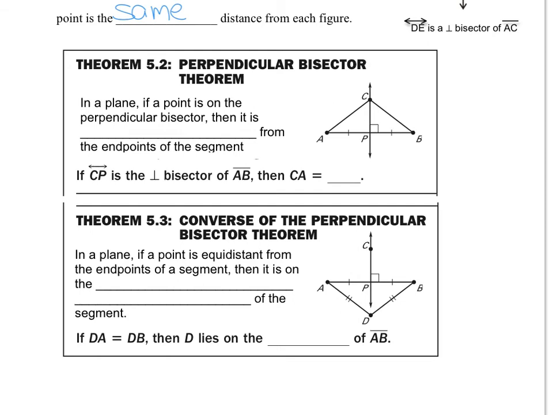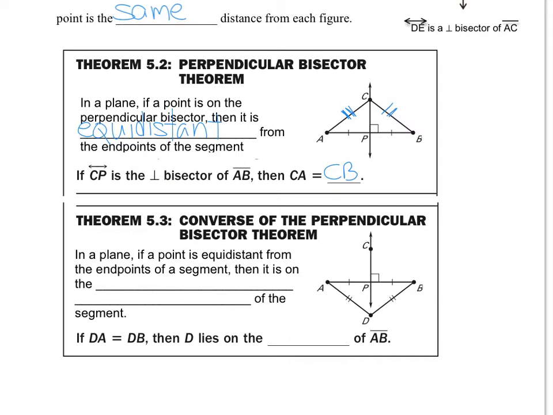So the theorem states that in a plane, if a point is on the perpendicular bisector, then it is equidistant from the endpoints of the segment. So that means that if CP is a perpendicular bisector of AB, then point C is going to be the same distance from both A and B. So that means CA would be equal to CB.